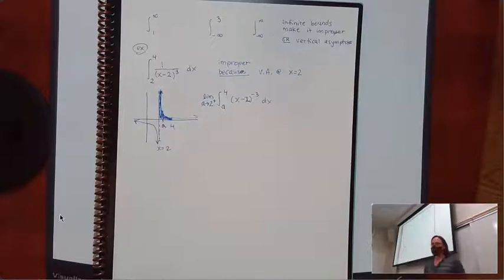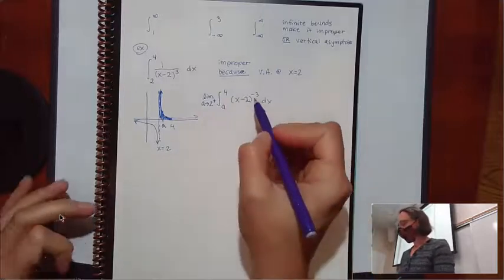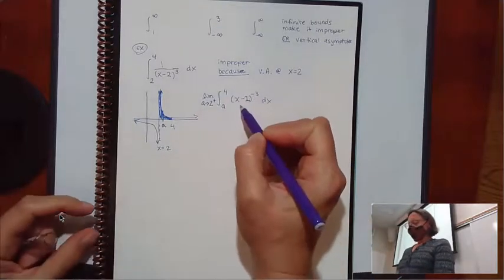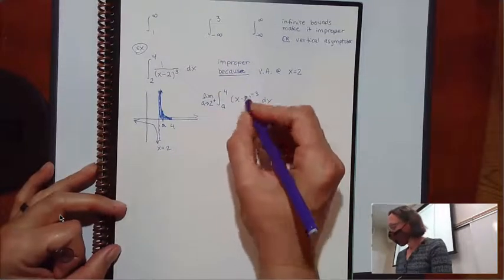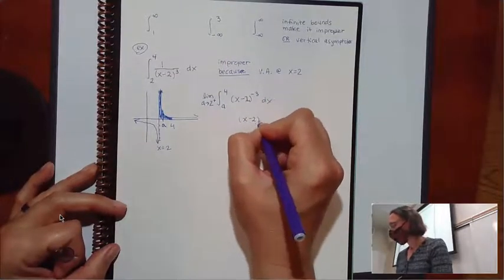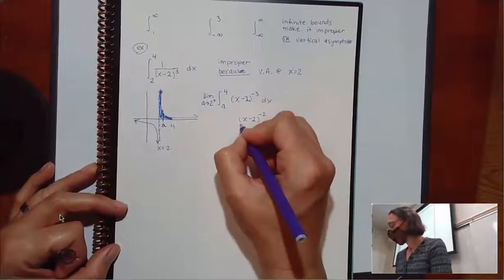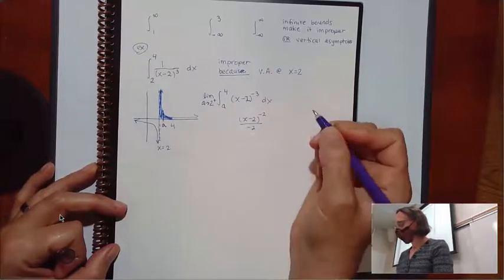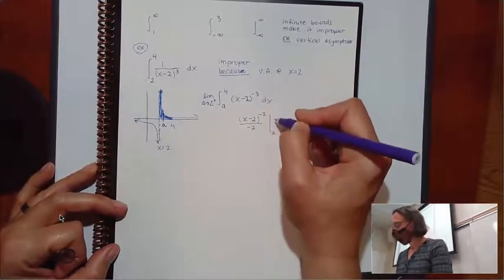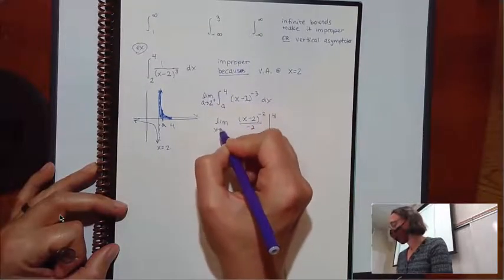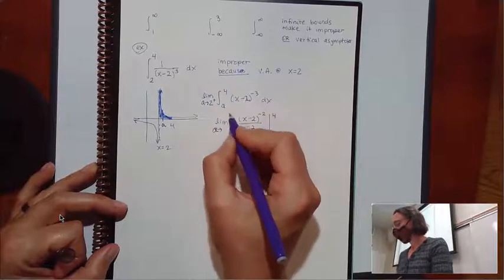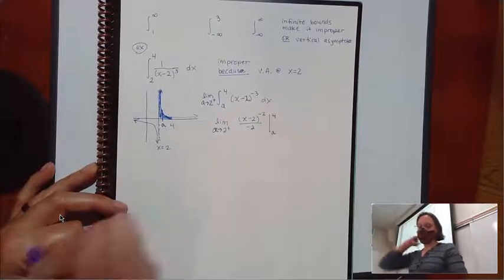Should we find the antiderivative together? So if I integrate this, I'm going to end up with x minus 2 to the negative 2 over negative 2. And we're going from A to 4, and we've still got that limit as A approaches 2 from the right.